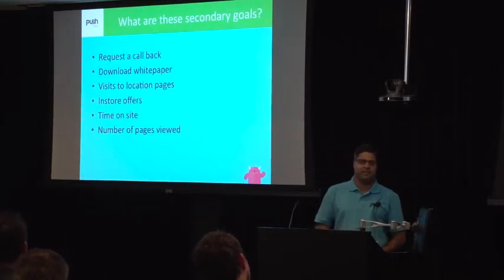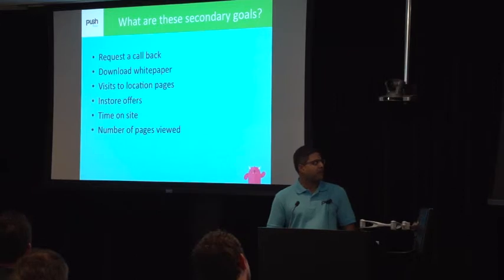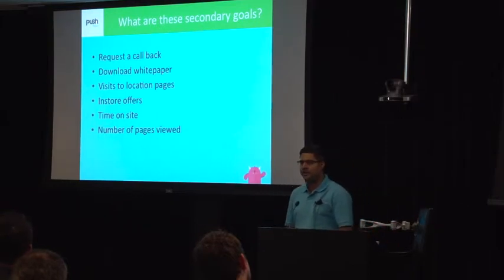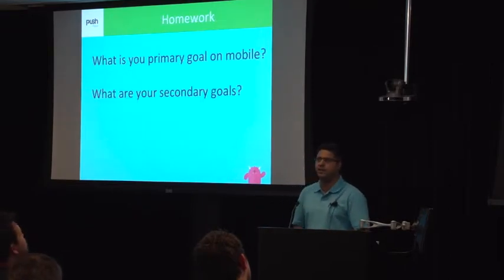So you need to think about secondary goals. Request a callback, as an example, download a white paper, visits to location pages, in-store offers, time on site, number of pages viewed. All of these metrics need to come into play for us to understand what's happening on mobile. We need to make sure we're measuring them properly.